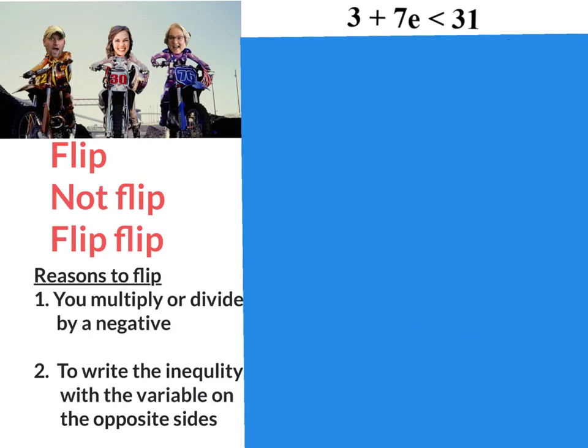I look at this first inequality, 3 plus 7e is less than 31, and I analyze it. Am I going to have to multiply or divide by a negative? No, I'll be dividing by a positive 7. And is the variable where I like it on the left-hand side? Yeah, so this is what I consider a not flip. Now I'm going to go solve it the exact same way I would solve anything. So I'll solve this one in rainbow.